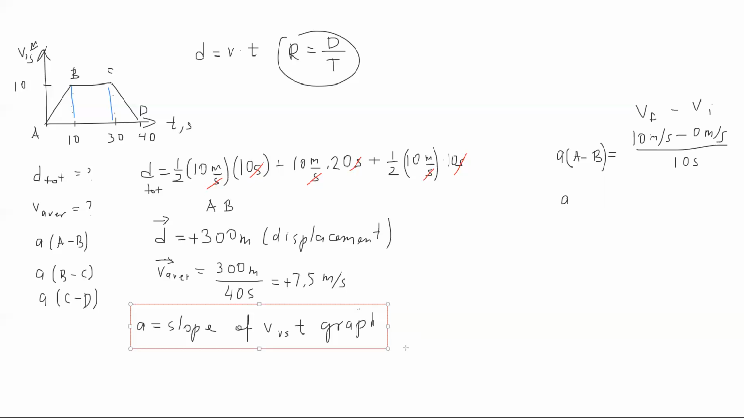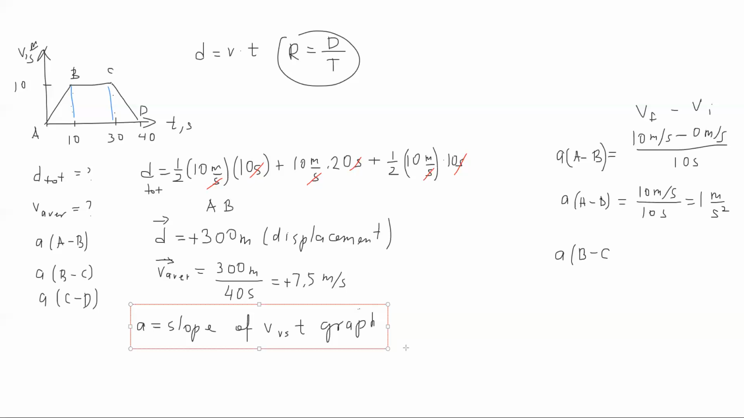So the acceleration from A to B is 10 meters per second per 10 seconds. So it's 1 meter per second squared. That's the unit of acceleration because you change the velocity by meters per second, right? Let's do the other two. Those two will be done in a less formal way.